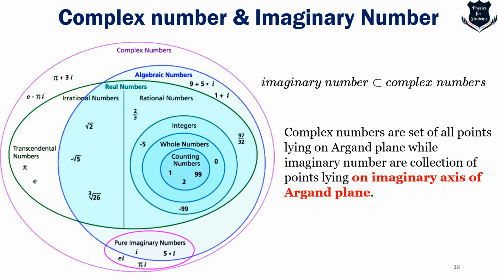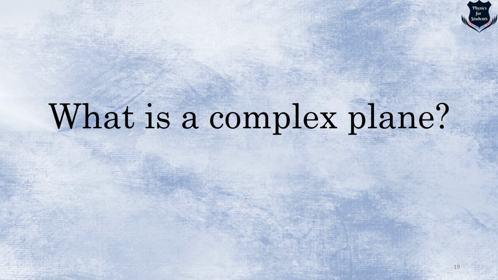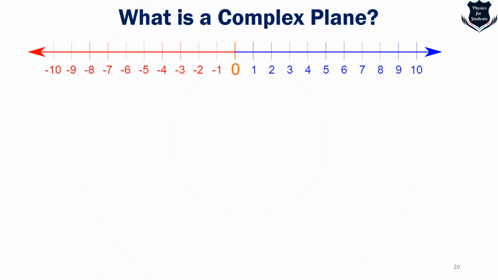We know what an Argand plane is. We saw it, I think, in the second part of the video. Imaginary numbers are the collection of points lying on the imaginary axis of the Argand plane. We now need to understand that all these numbers reside on something called a complex plane. So let us quickly see what a complex plane actually is.